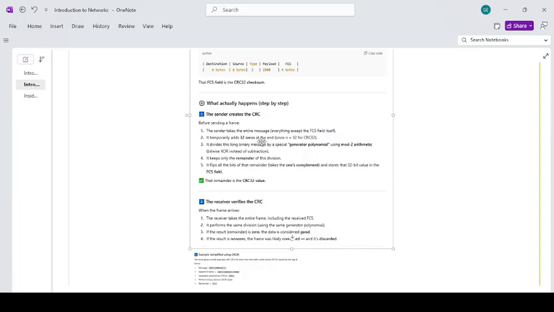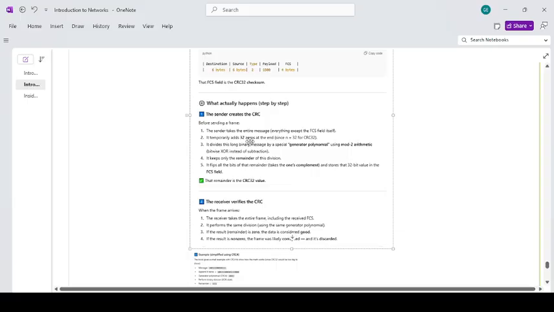So before sending, it takes the entire message except the FCS field. It temporarily adds 32 zeros at the end, since n equals 32 for CRC-32. It divides this long binary message by a special generator polynomial using mod 2 arithmetic, bitwise XOR instead of subtraction. It keeps only the remainder of this division.